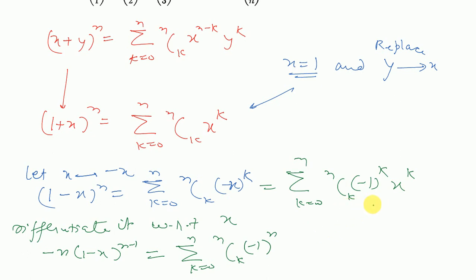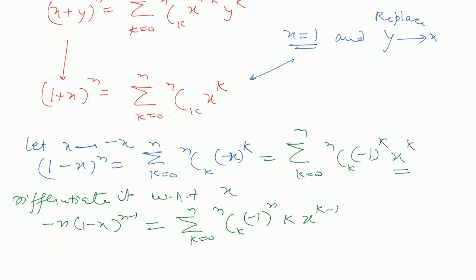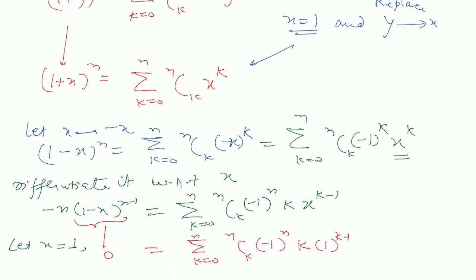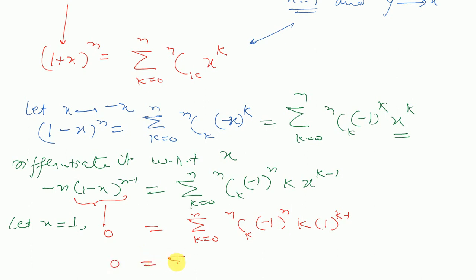Yeah. Now I am going to differentiate this one, so it will be k into x raised to the power k minus 1, isn't it? Okay, so the next step is to substitute x equal to 1. If I substitute x equal to 1, on the left side you see 1 minus 1, that will be 0, isn't it? Summation k equal to 0 to n, nCk, minus 1 raised to the power k, and 1 raised to the power k minus 1. So finally you will have 0 equal to summation running from k equal to 0 to n, nCk, minus 1 raised to the power k, multiplied by k.